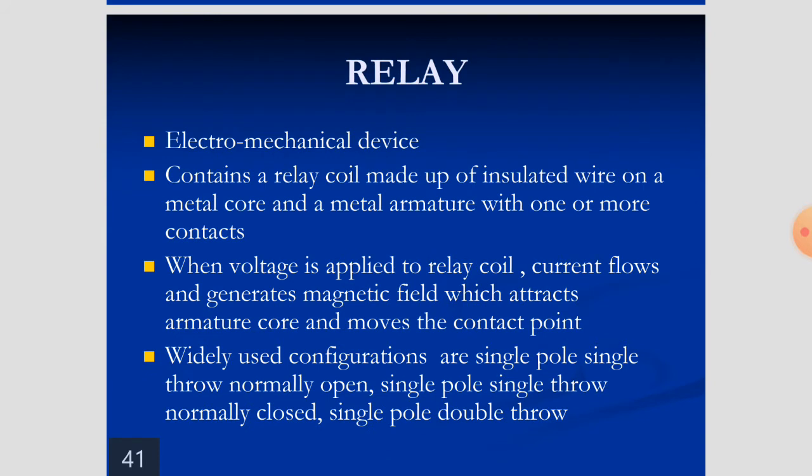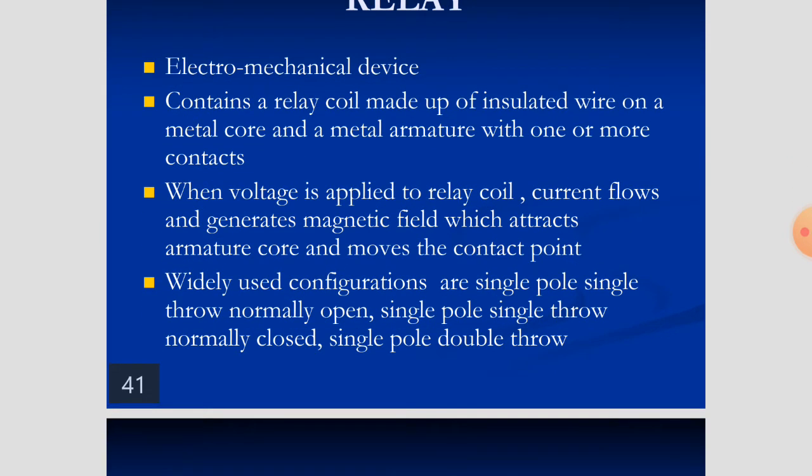Next, relay. You have already heard this word, relay. In most applications, a relay is used as an output device. A relay is known as an electromechanical device. It contains a relay coil made of insulated wire on a metal core and a metal armature with one or more contacts. If you see the diagrams, you will understand the structure of every output device. I have already given the diagrams. Here I am going to explain how their structure is and how they work.